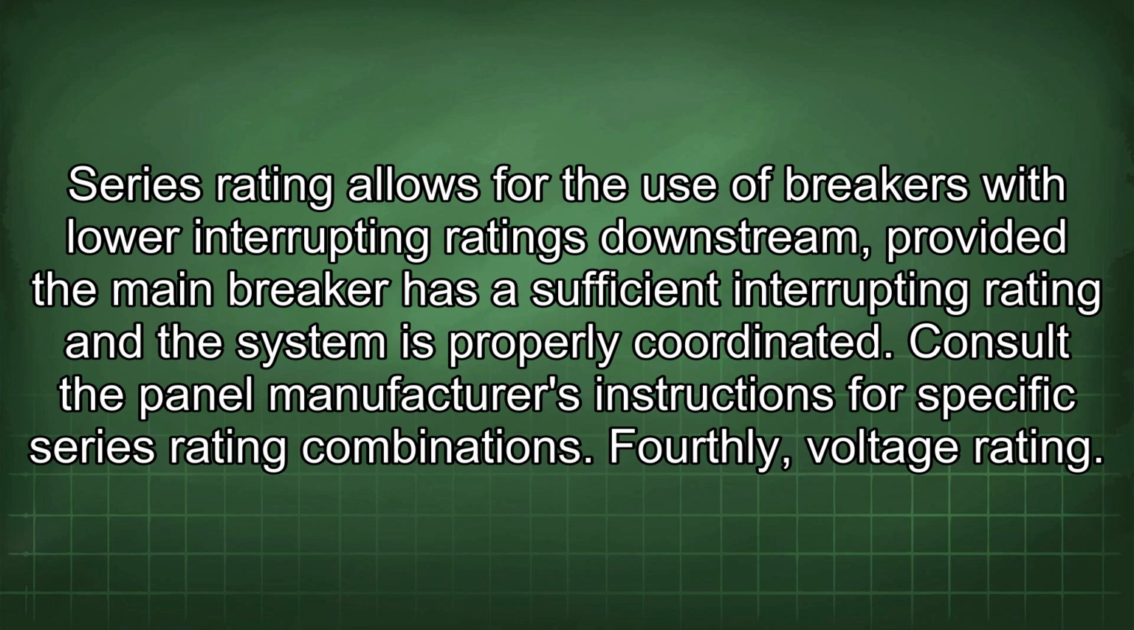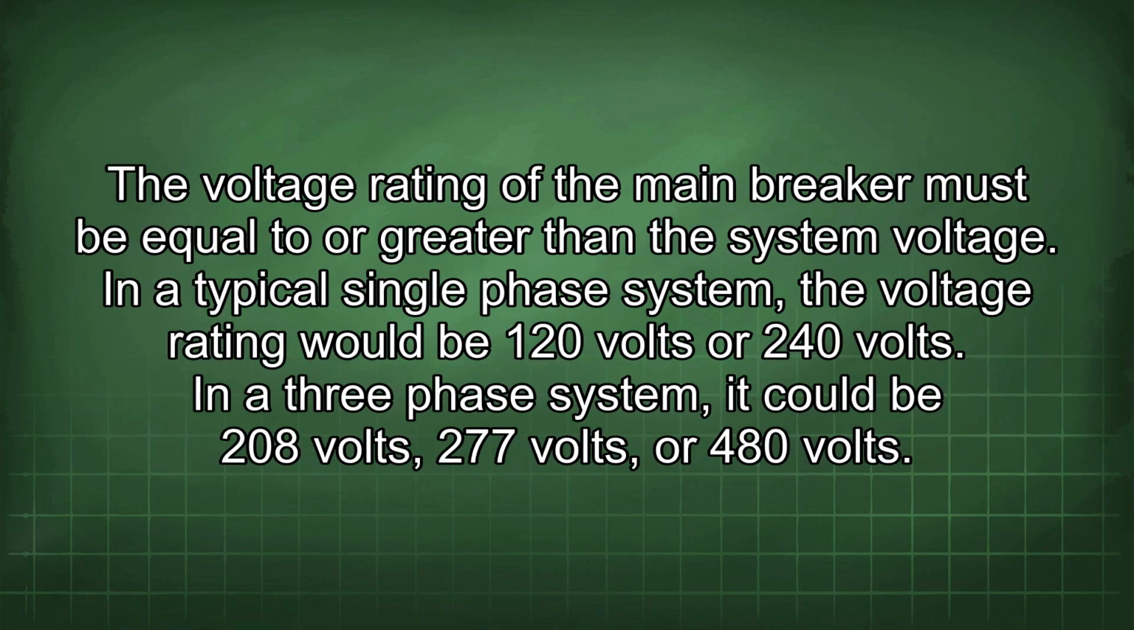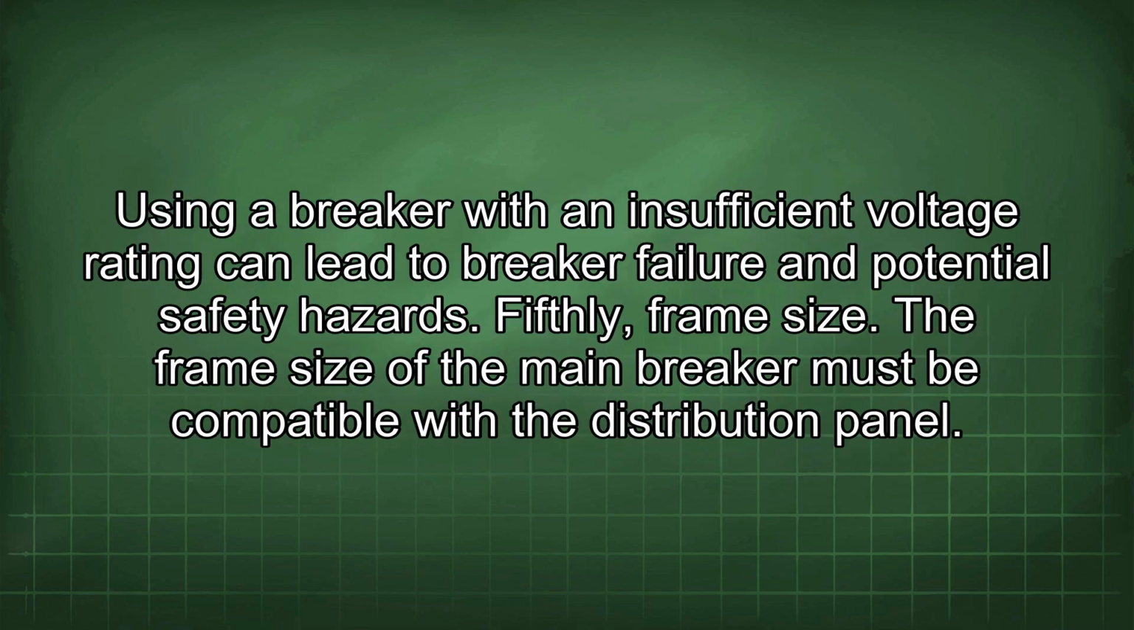Fourthly, voltage rating. The voltage rating of the main breaker must be equal to or greater than the system voltage. In a typical single-phase system, the voltage rating would be 120 volts or 240 volts. In a three-phase system, it could be 208 volts, 277 volts, or 480 volts. Using a breaker with an insufficient voltage rating can lead to breaker failure and potential safety hazards.